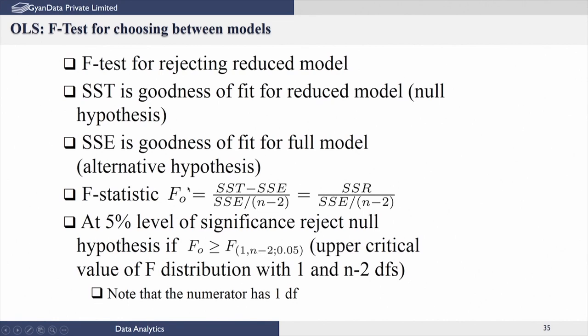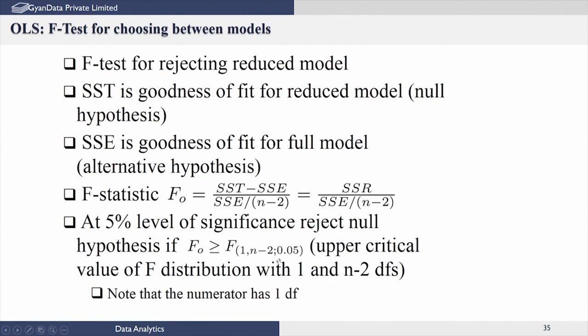So, if we want to now do a hypothesis test using this statistic F naught, we compare F naught with the critical value from the F distribution. Notice F is actually a positive quantity. So, we do a one sided test. If we choose the level of significance as 5%, then we choose the upper critical value from the F distribution with 1 and n minus 2 degrees of freedom, where the upper tail probability is 5%, 0.05.